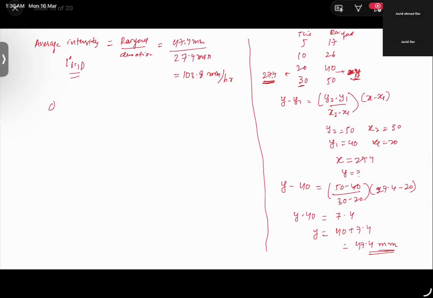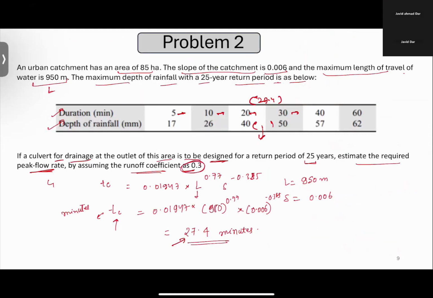Your QP equation is 1 by 3.6 into the runoff coefficient into the average intensity of rainfall into area. The intensity is in mm per hour and the area is in kilometer square. You get a QP value in meter cube per second. So I can write 1 divided by 3.6. Your runoff coefficient C is given as 0.3.